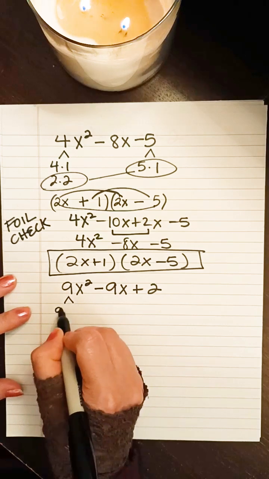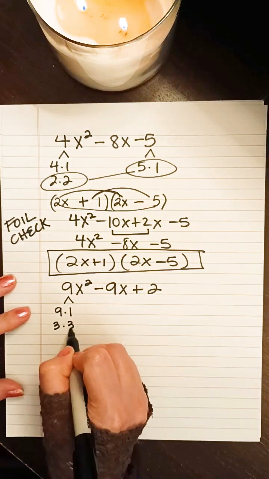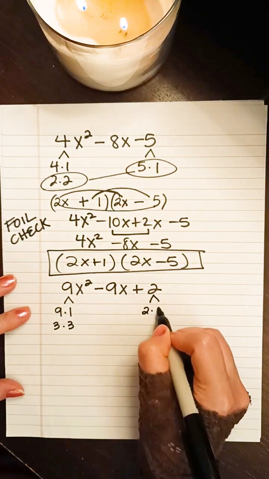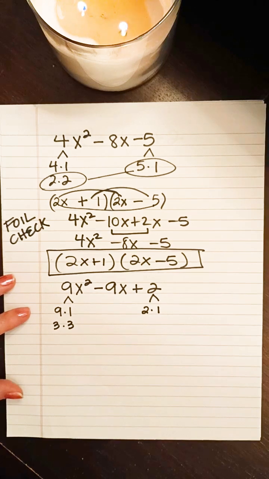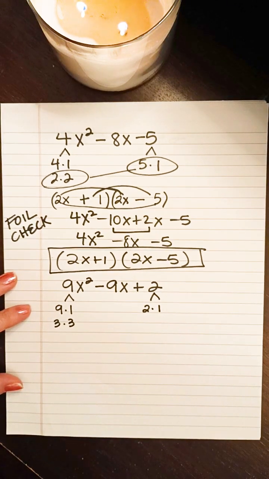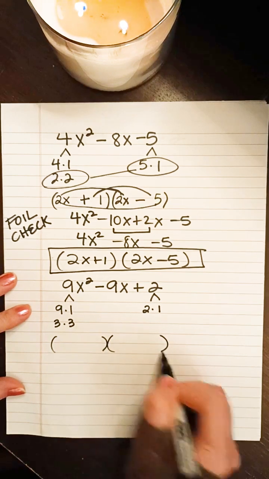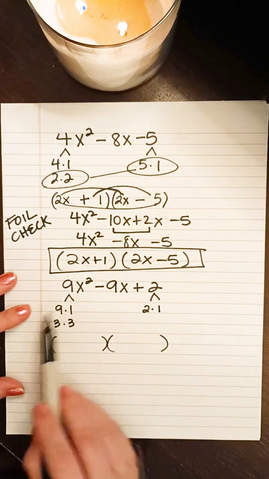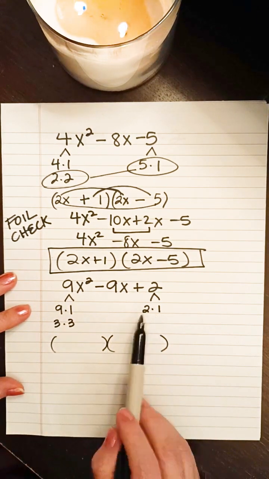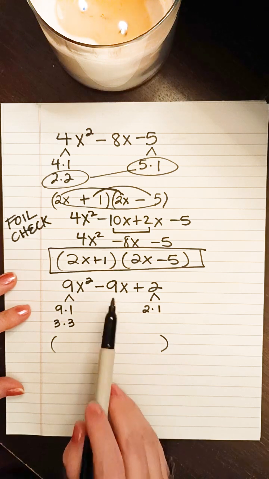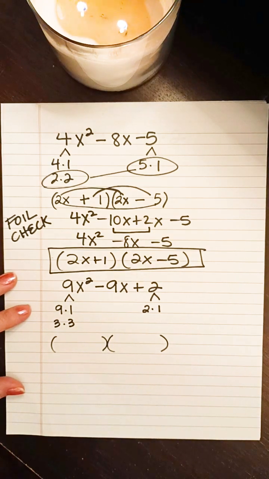So numbers that multiply to be 9, 9 times 1 and 3 times 3. Numbers that multiply to be 2 or 2 times 1. Again, we're not concerned with negative signs, not until the very last part. So I'm going to draw my two binomials. So one of these pairs of numbers is going to have to go with this pair, match up with this pair to get us a 9. Again, we're not concerned with negative signs right now.